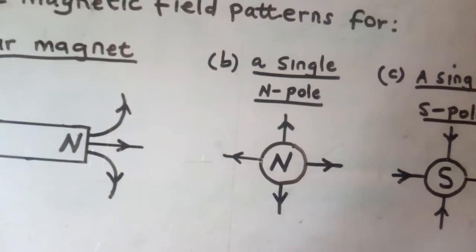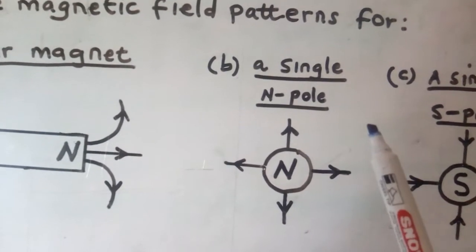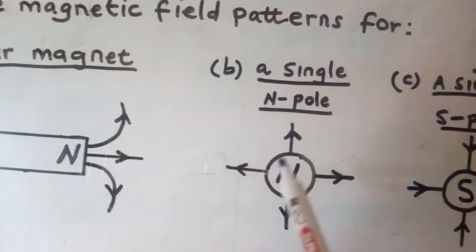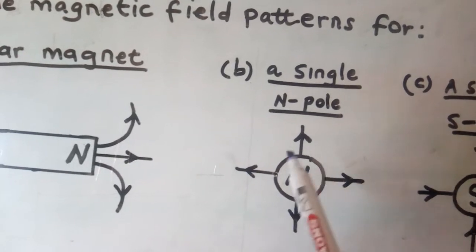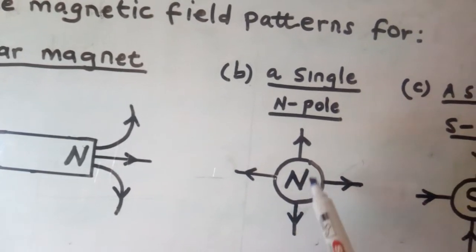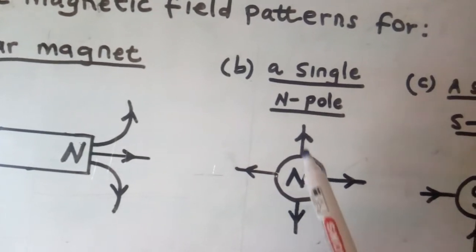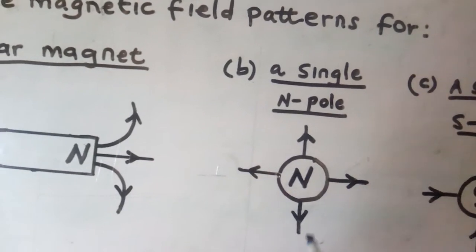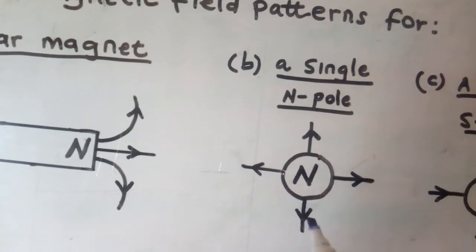Then we have part B for a single north pole. Single means one. So there is only one north pole, the south pole is not there. So what you do, you just draw a circle, put your capital N there to mean the north pole, and then you draw the field lines going out. Remember, we are saying from the north they are leaving, so you can see they are all leaving.